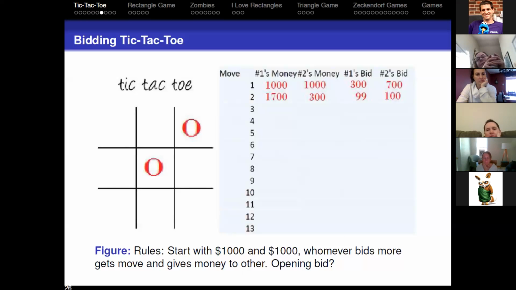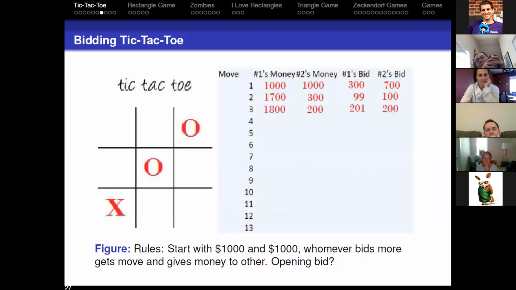How much should you bid for the next one? 100. 201. You know I'm going to be betting everything I have, because if I can get the next move, I win the game. So I bet 200, you bet 201, you put an X there. Now I have $401. How much will you bid for the next one?